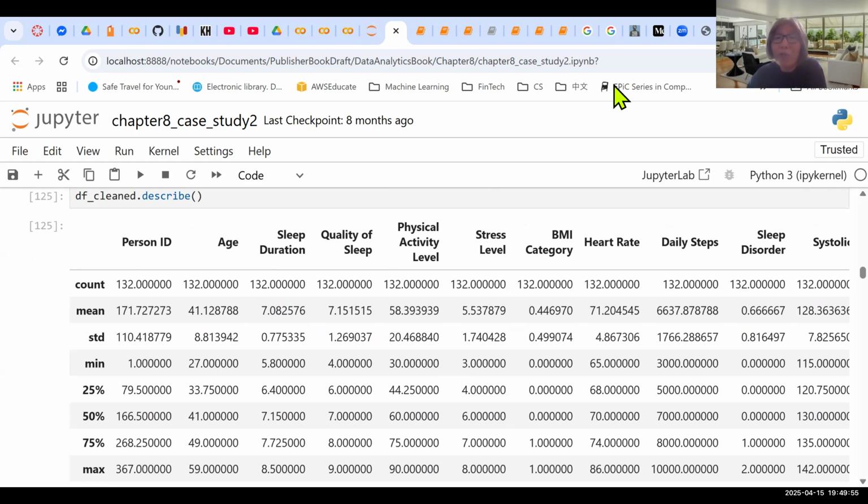Today we are just going to stop here for the second case study. And next class, we are going to continue our discussion of the second case study to do the data exploration and data modeling. So that's all for today.